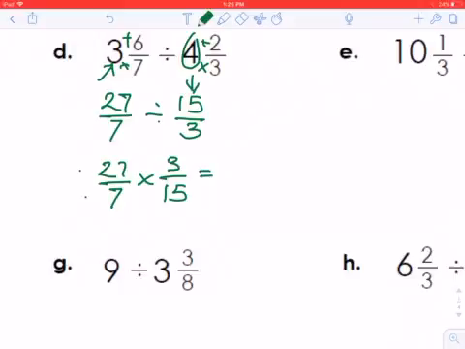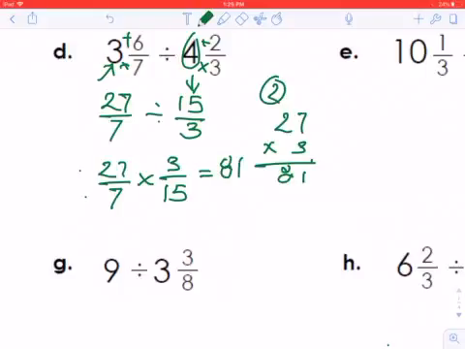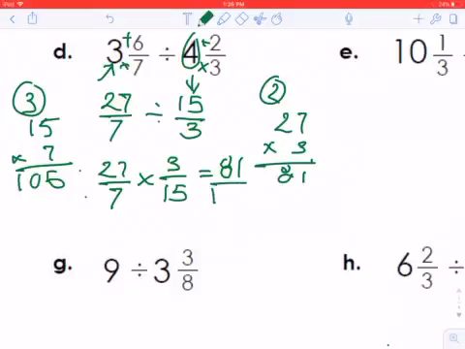27 times 3, you might not know that, so grab your pencil and write 27 times 3. 3 times 7 is 21. 2 times 3 is 6. 7 plus 2 more is 8. 6, 7, 8. So that's 81. And 7 times 15, right? You might need a little scratch paper here. So 15 times 7. 7 times 5 is 35. 7 times 1 is 7. Plus 3 is 10. That's 105. So there you go.